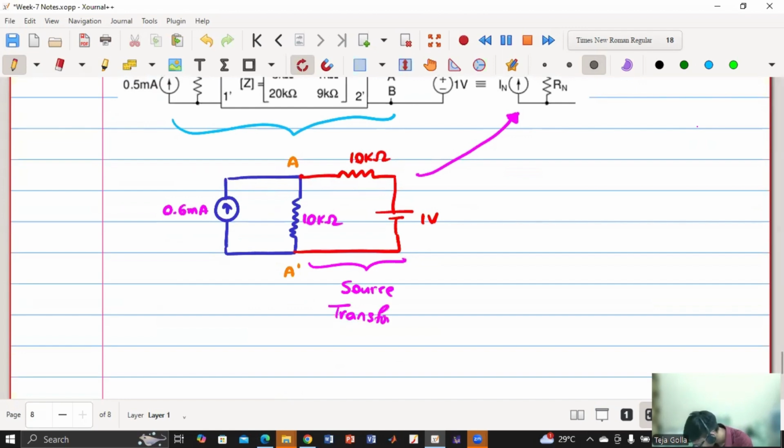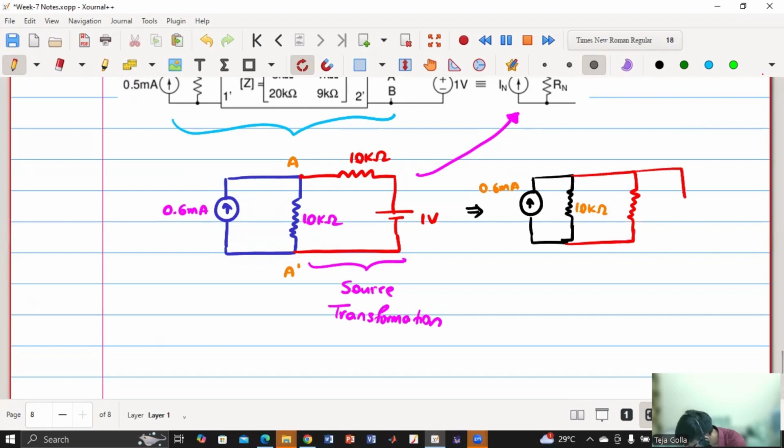Source transformation. So now what am I going to get? Here we have one current source and one resistance. So this is 0.6 milliampere and this is 10 kilo ohm. If I do the source transformation, I'll be getting one resistance and one current source, right? Can you tell me what will be the value of this resistor and current source? Anyone?